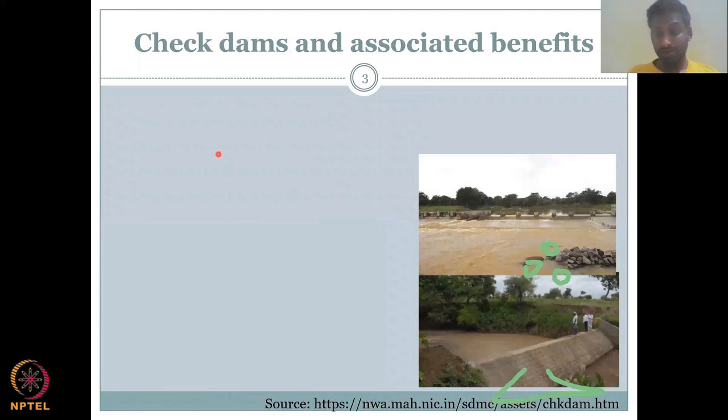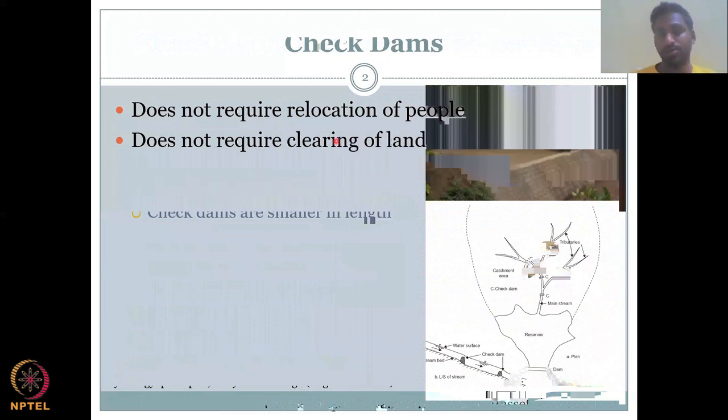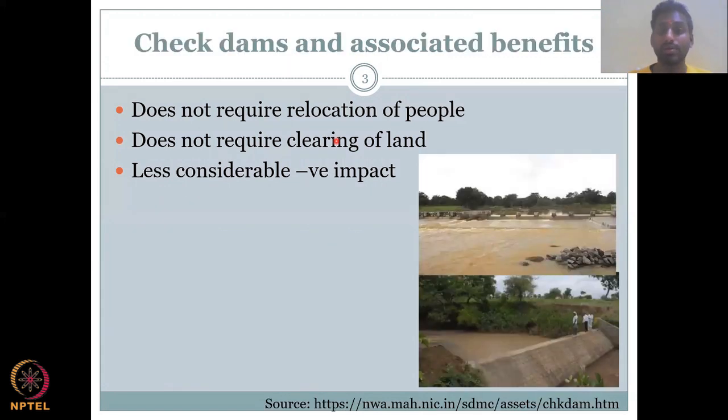Check dams and associated benefits. Let's look at the check dams and their benefits. Does not require relocation of people. As I said, when the big dam is filling up, all the areas on the side, the houses have to be removed because the water will be full. And so in a check dam, nothing. You just have to clear those sites in the stream. Does not require clearing of land. You're not going to clear the land and then make the dam. Less considerable negative impact. Negative is more subjective and it depends on who uses it.